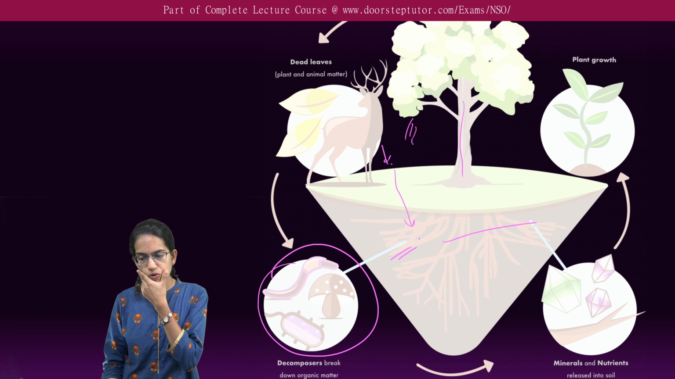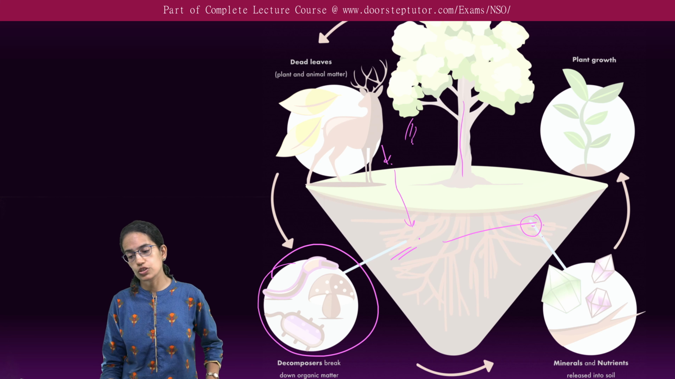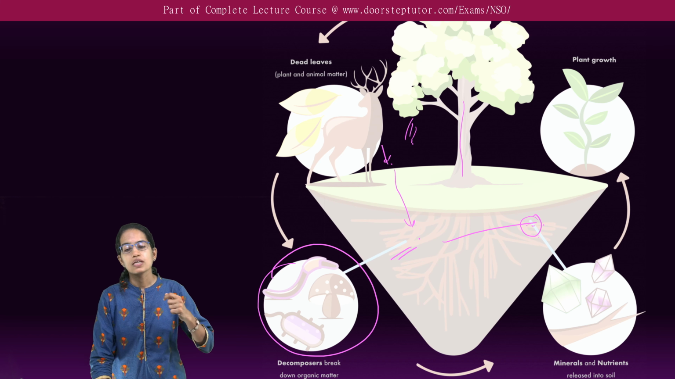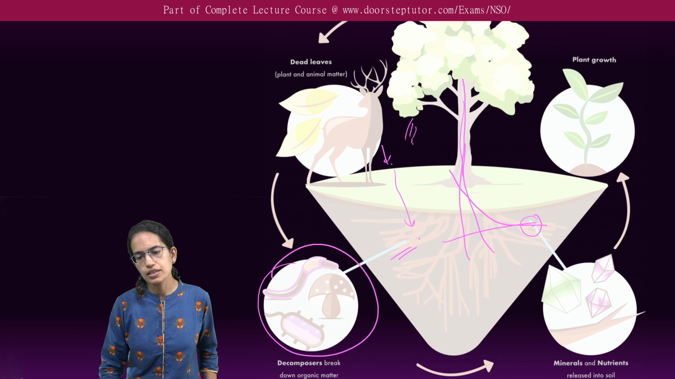Now, as they move here, this organic material would have minerals and nutrients which would get attached to it in the soil, and this would be absorbed by the roots of the plants again and finally help in the plant growth.